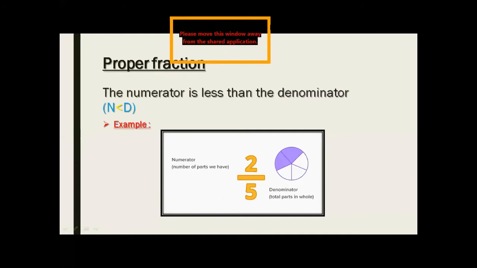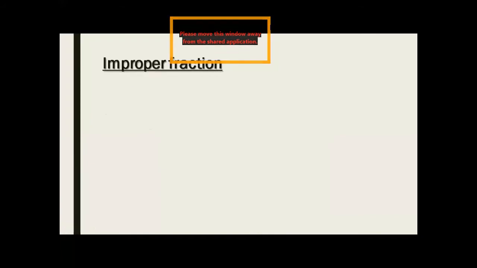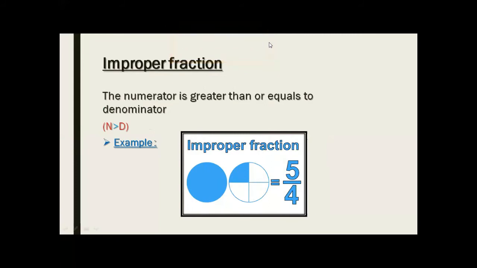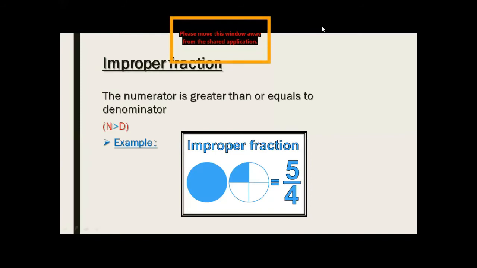Okay, next, the second type is improper fraction. The numerator is greater than or equal to the denominator. In improper fraction, the numerator is always greater than the denominator, and it can also be equal to the denominator. Let's see this example. Improper fraction, 5 over 4. You can easily see in this picture that 5 is greater than 4. The numerator is greater than 4. So this is known as improper fraction.